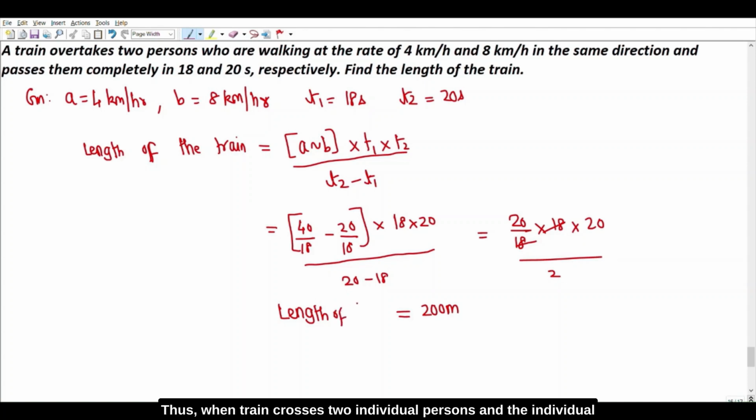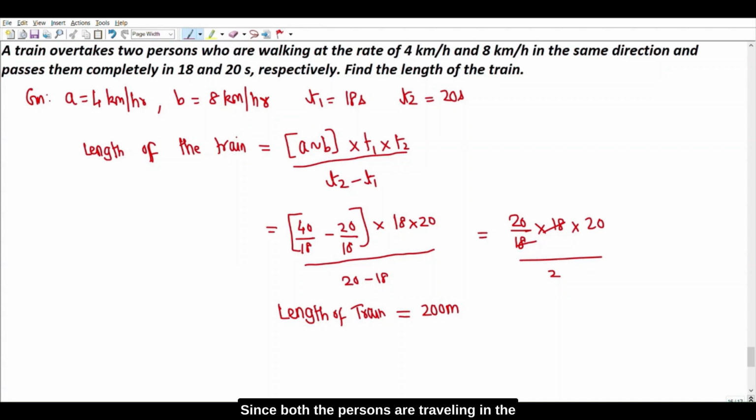Thus, when a train crosses two individual persons and the individual times taken for crossing are given, we can easily compute the length of the train using the formula A minus B multiplied by T1 multiplied by T2, the whole divided by T2 minus T1.